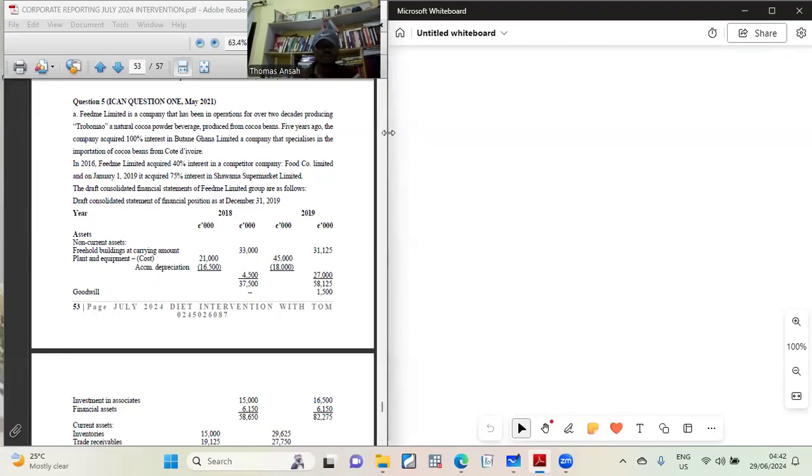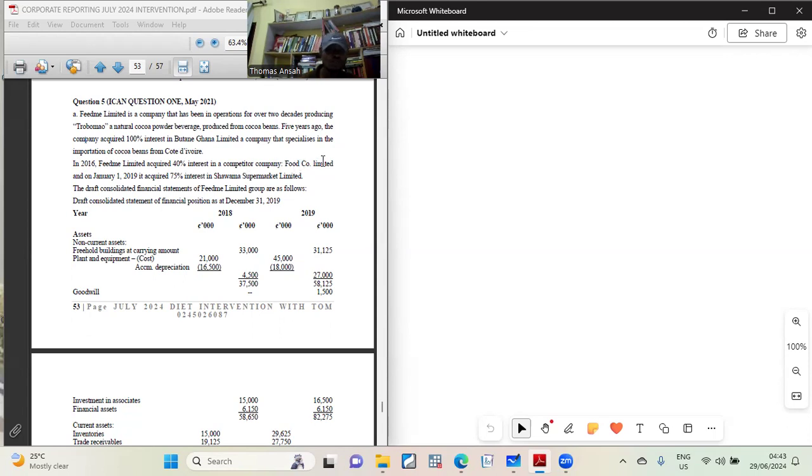All right. So we now take a typical example of a cash flow. All right. So consolidated cash flow. Now, Feed Me Limited is the question, and it has been in operation for over 2 decades. And we are told that they produce Tobamao, natural cocoa powder, and everything. 5 years ago, they acquired 100% interest in Butane Ghana Company Limited, which specializes in importation of cocoa beans from Cote d'Ivoire.